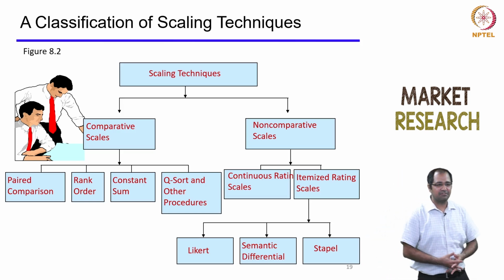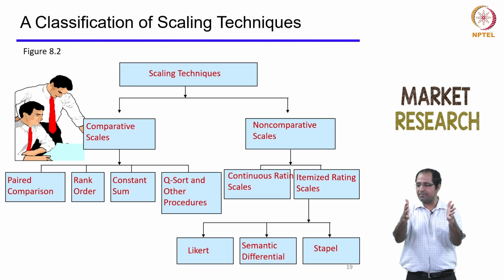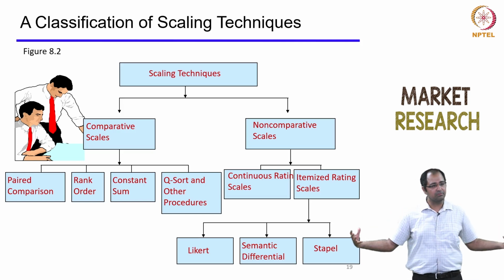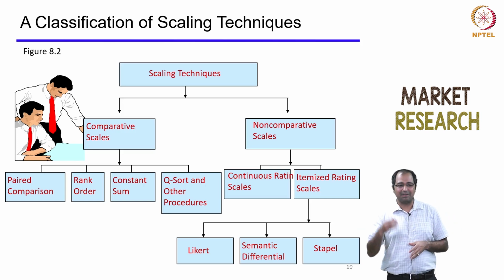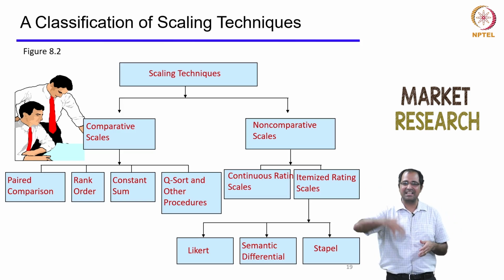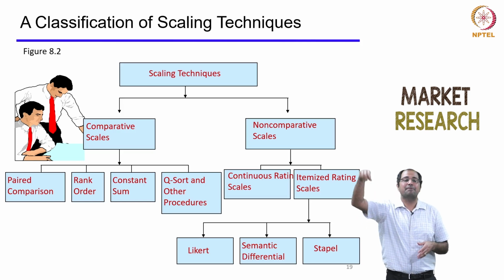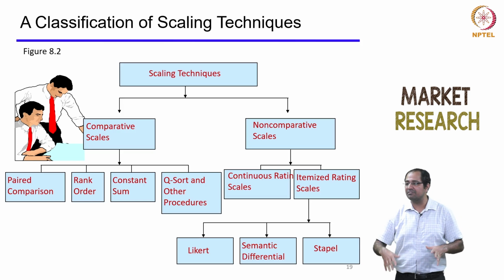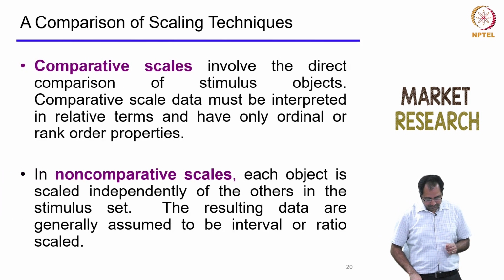Comparative scaling, as the name indicates, we compare the objects on a certain characteristic and then locate them on the continuum. In non-comparative, we do not compare the objects on a characteristic, but individually rate, just like when I asked, I like Pepsi. I am not saying how much you like Pepsi more than Coca-Cola, or comparing Pepsi and Coca-Cola. That will become comparative scaling. So we will look at both as we move forward.